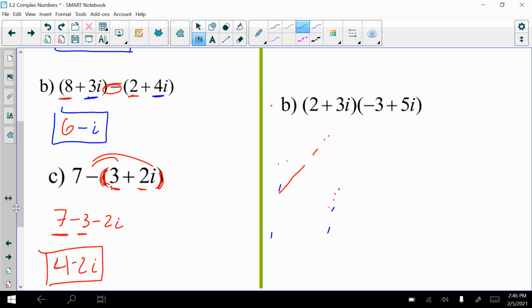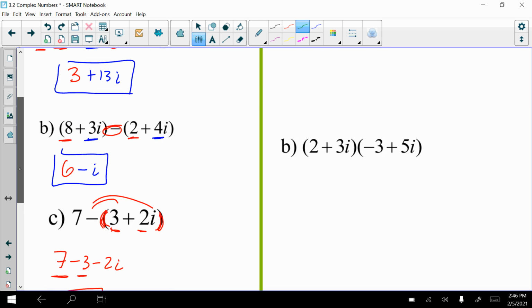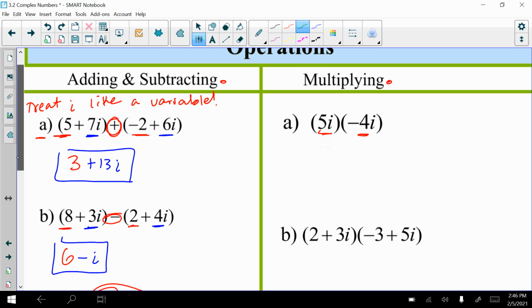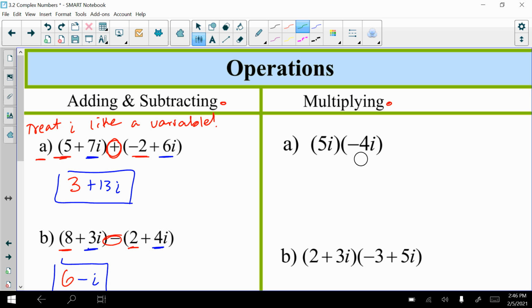All right, let's look at one more type of problem, and then we're going to wrap up this video. So that's adding and subtracting. Let's think about multiplying with imaginary numbers. So let's say I have 5i times negative 4i, where we still treat it like it's a variable. So this is like 5x times negative 4x. First we multiply the coefficients. So 5 times negative 4, that's negative 20.